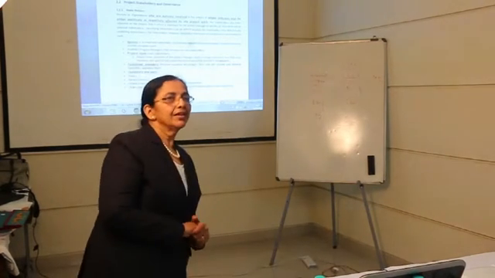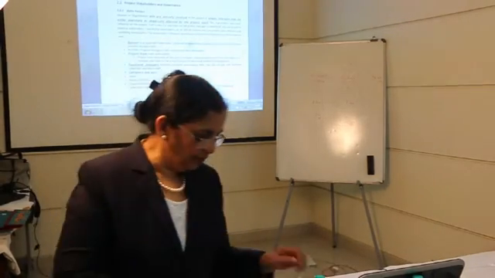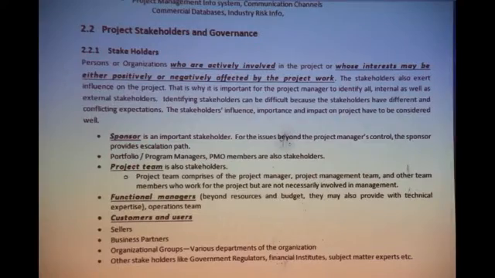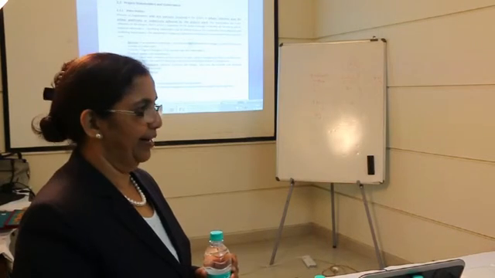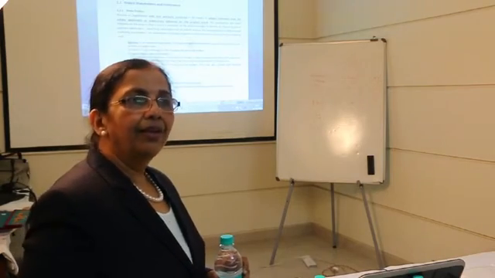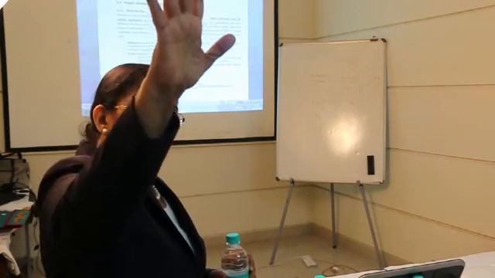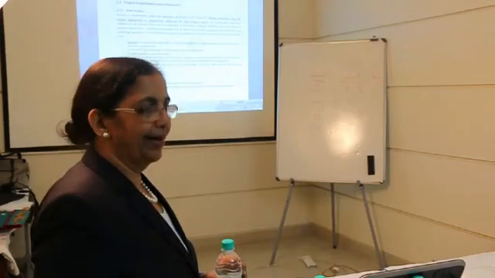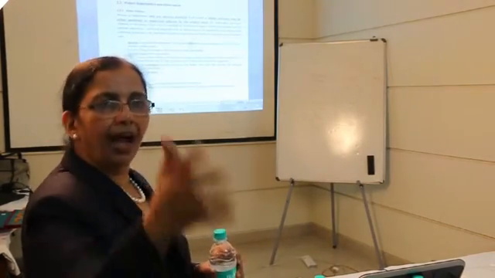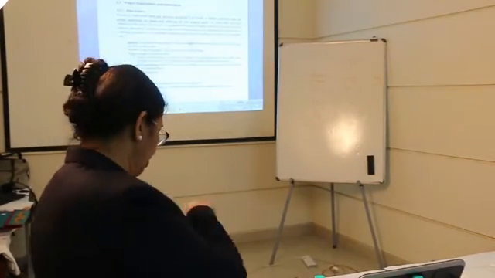Now stakeholders. Can I have a definition of stakeholder? What is a stakeholder? End user. Directly or indirectly affected by the project. Yeah, end user is a stakeholder. Your team members? They are also stakeholders. Yeah, they are, right? Your customers? Yes. So anyone and everyone who's directly or indirectly affected by the outcome of the project is a stakeholder.